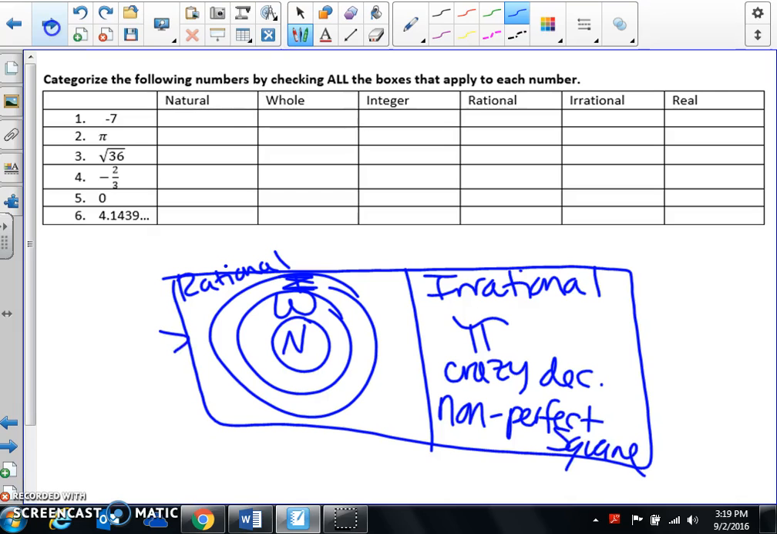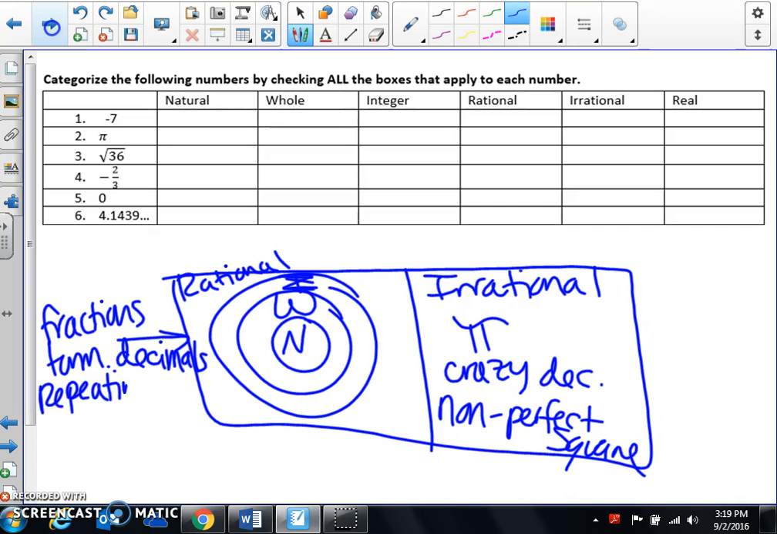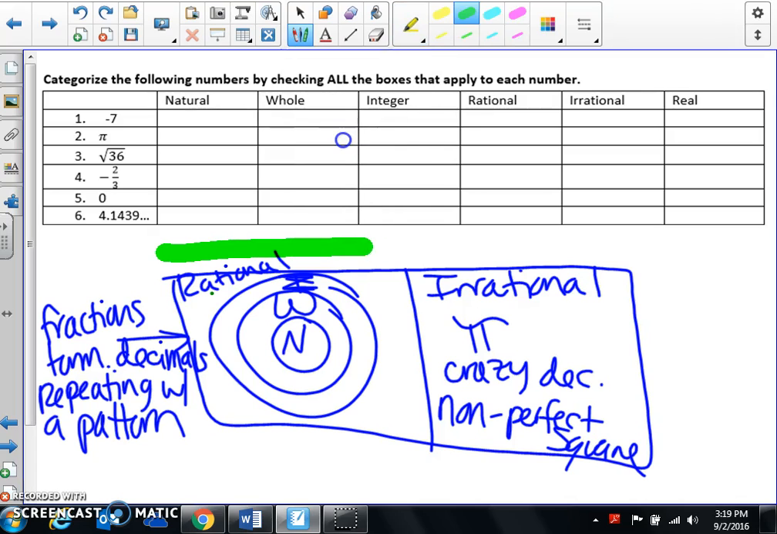Over here, I've got fractions, terminating decimals, and repeating with a pattern. On every quiz, assessment, activity, that's the first thing you should draw, okay? Now we start in the inside. So -7, I'm going to say, okay, so -7 is a rational number. So I'm only looking at this side. It's a rational number, right?